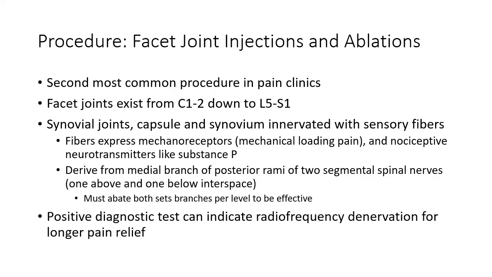Facet joint procedures, including intra-articular and medial branch blocks, are the second most commonly performed procedure in pain clinics. The anatomy of the cervical, thoracic, and lumbar medial branches is demonstrated in figures 195.3 and 195.4.